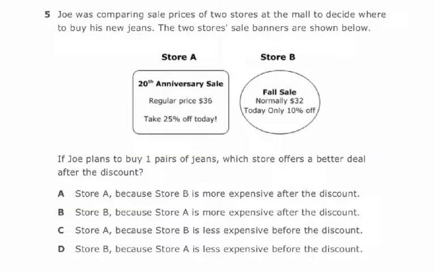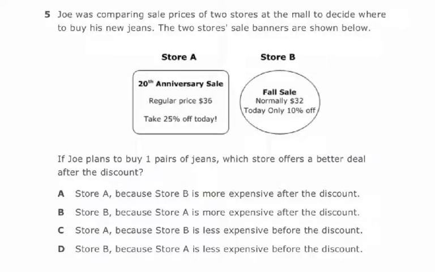Okay, Joe was comparing sale prices of two stores at a mall to decide where to buy his new jeans. The two stores' sales banners are shown below. We have store A and then store B right there. If Joe plans to buy one pair of jeans, which store offers a better deal after the discount?